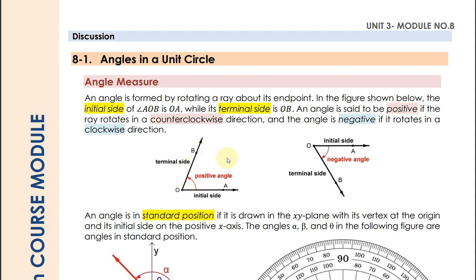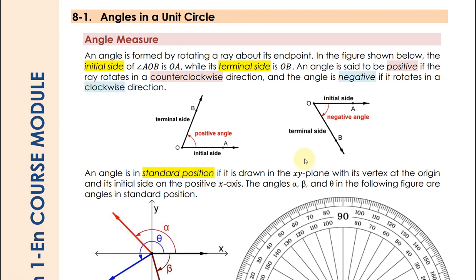An angle is said to be positive if the ray rotates in a counterclockwise direction. That is opposite to the direction of the clock. So the angle is positive. And if it rotates in a clockwise direction, then the angle is said to be a negative angle.